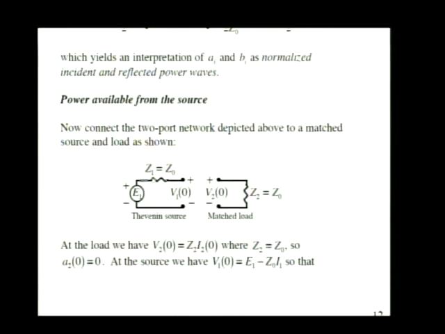We've got the internal impedance of the Thevenin source, and we've got the transmission line of characteristic impedance Z0 connected here. And we're wondering what V1 is. Well, it's E1 times the voltage division factor of Z0 over Z0 plus Z0, or half.